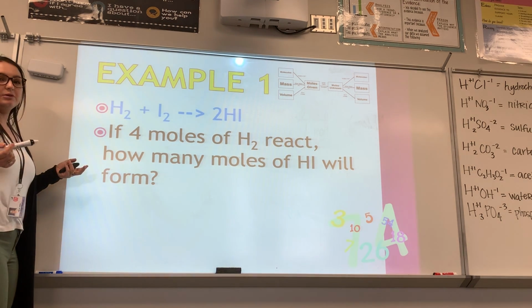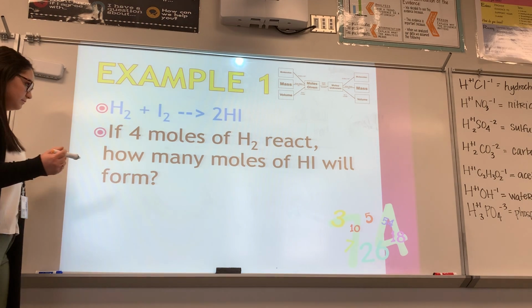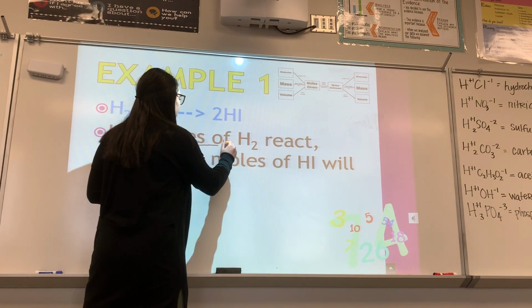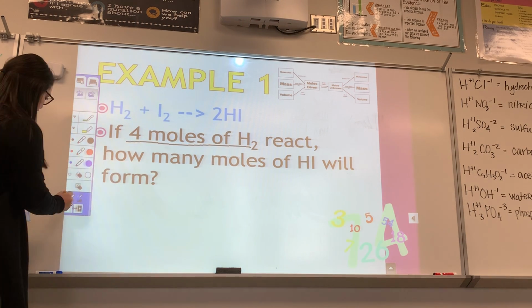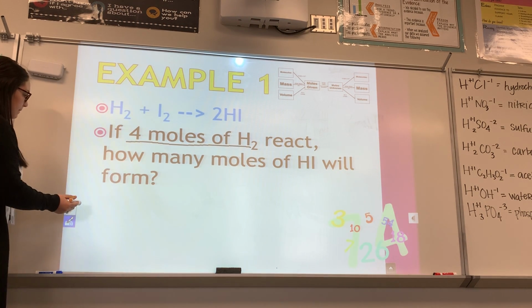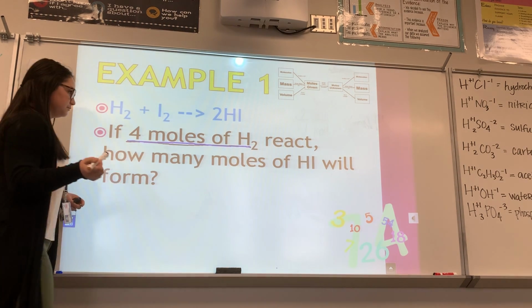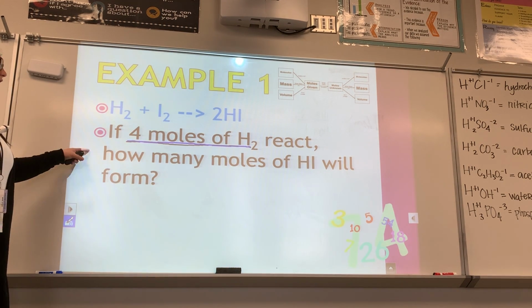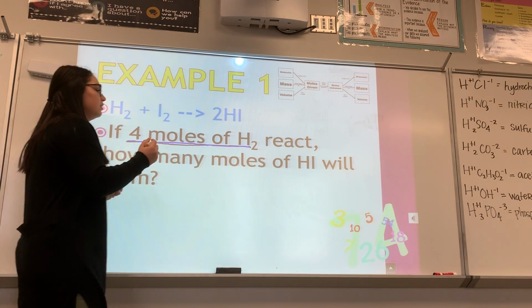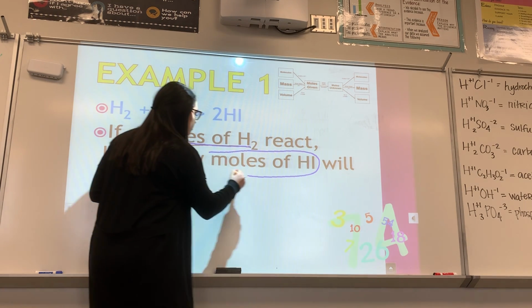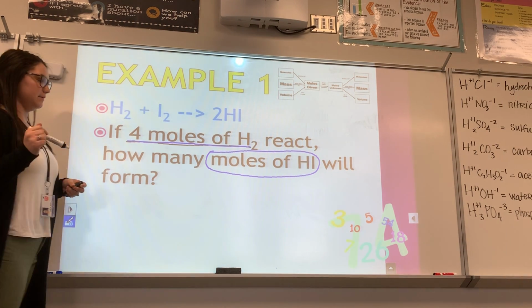So what we do is we start with what we know. What I want to do is underline what I know. I know I have 4 moles of H2. I'm actually going to change that color to blue so we can see it. I have 4 moles of H2. I underline what I know. Then I'm going to circle what I want to find. I want to find moles of hydroiodic acid.